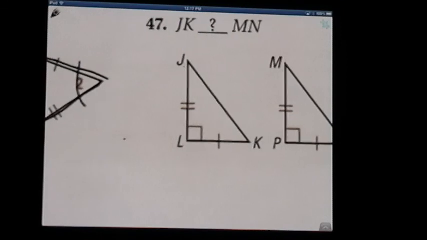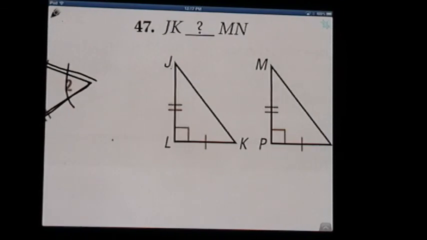47. We have two congruent triangles here by side angle side. So JK must be congruent to MN. We also can look at these two congruent sides, and these are two congruent angles, so they must be equal.